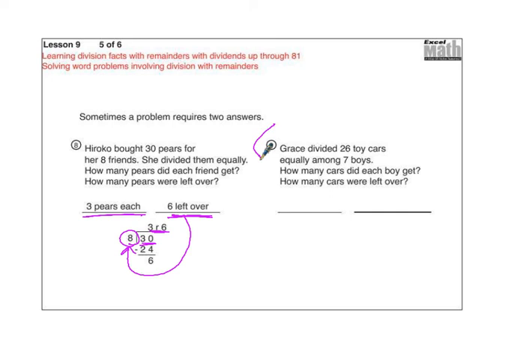Here's a problem like that. Why don't you pause the video and try that one out and then turn it back on when you're ready to see the solution. Okay, Grace divided 26 toy cars equally among 7 boys. How many cars did each boy get and how many were left over? So we're doing 26 divided by 7. 7 times 3 is 21. 21 plus 5 is 26. So each boy is going to get 3 cars, and then there's going to be 5 left over. And that's our solution for that.